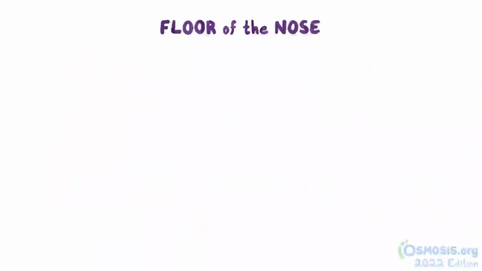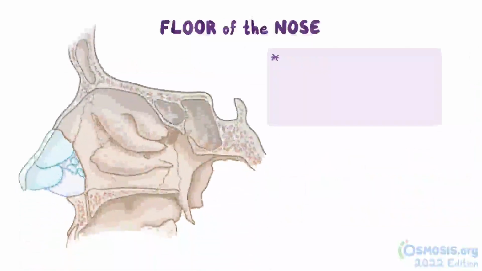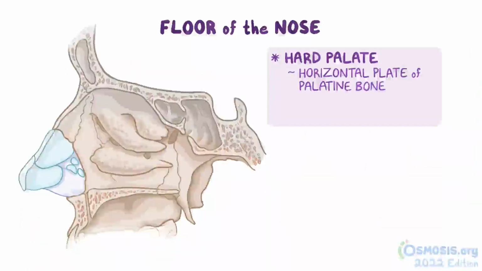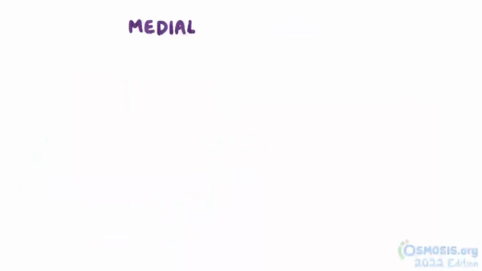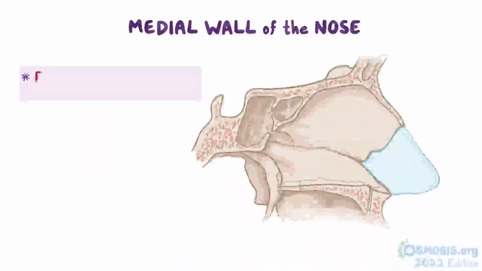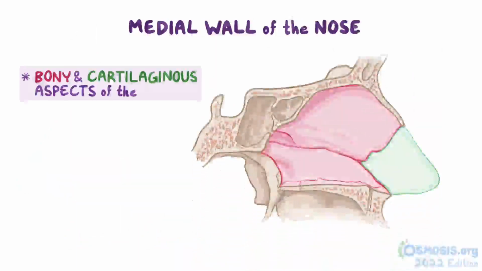Now, the floor of the nasal cavity is wider than the roof, and consists of the hard palate, formed by the horizontal plates of the palatine bone posteriorly, and the palatine processes of the maxillary bones anteriorly. The medial wall is quite simple and consists of both the bony and cartilaginous aspects of the nasal septum.